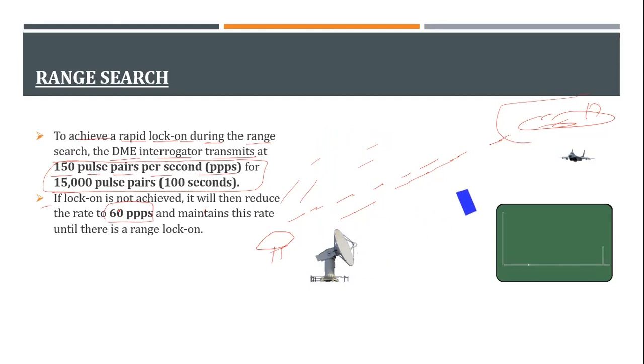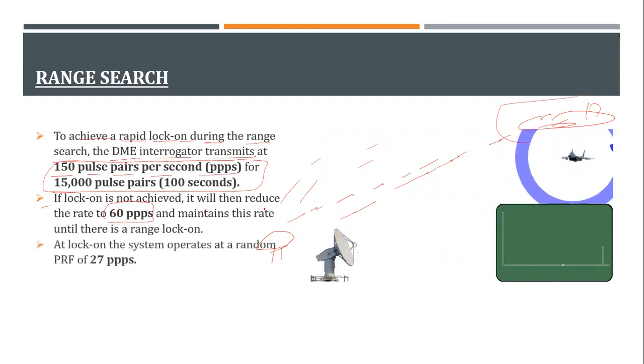Whenever it receives the signal again, it will again do a range search. But if it does not within the 100-second period, then it stops. It reduces to 60 PPS. But in case it does receive a lock on, it starts to transmit at 27 PPS, because now it knows where the aircraft is. It will start to transmit with fewer pulse pairs per second, so it wastes less energy.